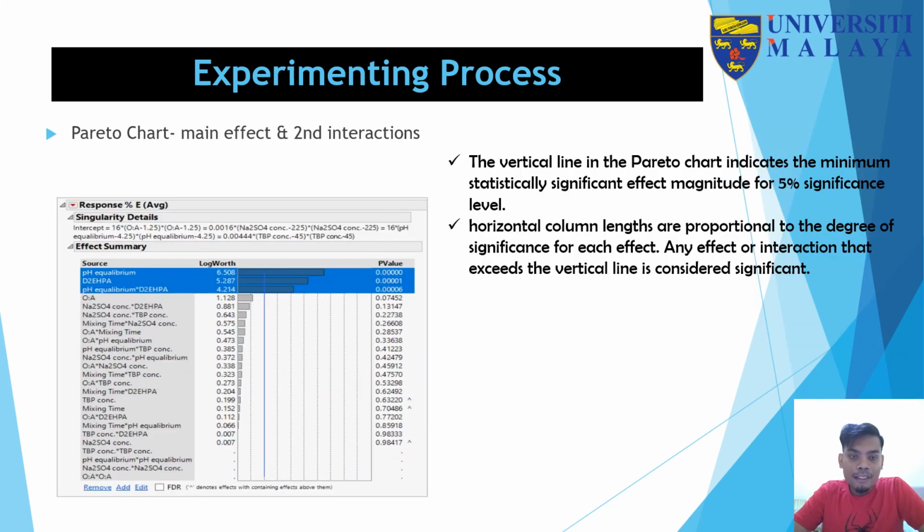This is the Pareto chart to evaluate the main effects and the second order interaction. The vertical line in the Pareto chart indicates the minimum statistically significant effect magnitude for the 5% significance level, while the horizontal column lengths are proportional to the degree of significance for each effect. Any effect or interaction that exceeds the vertical line is considered significant.